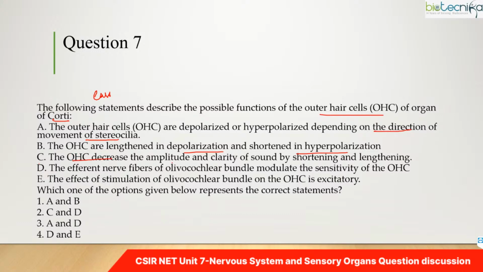C. The outer hair cells decrease the amplitude and clarity of sound by shortening and lengthening. D. The efferent nerve fibers of the olivocochlear bundle modulate the sensitivity of the outer hair cells. E. The effect of stimulation of the olivocochlear bundle on the outer hair cells is excitatory. Which of the options given below represent the correct statements?